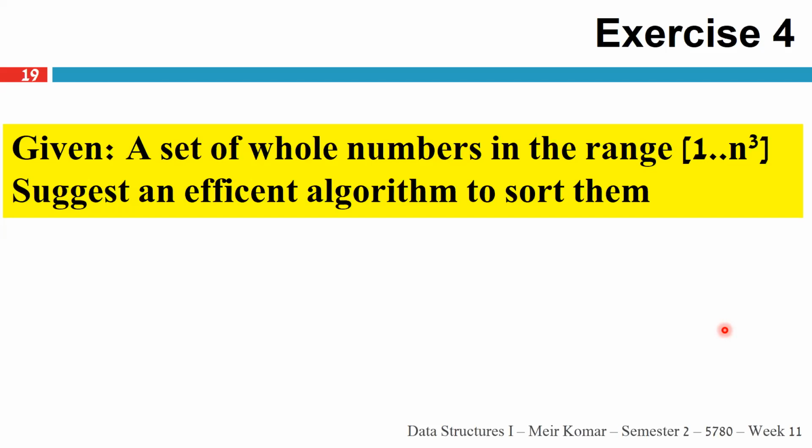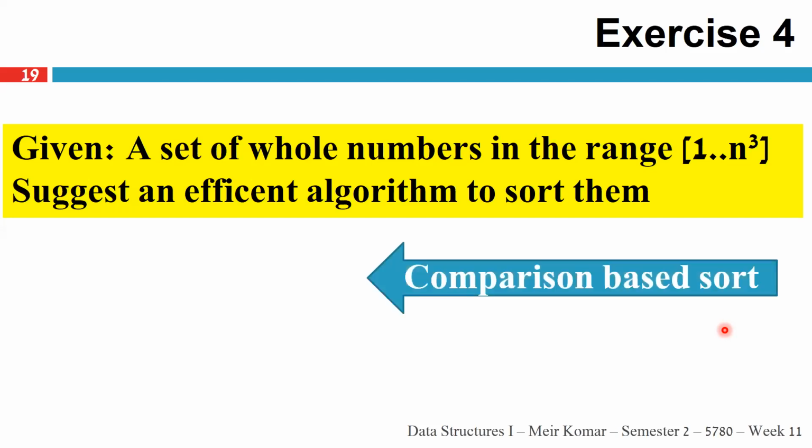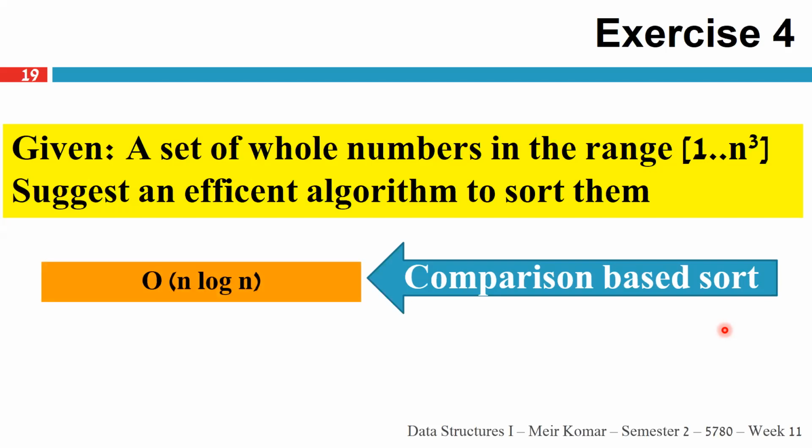So bucket sort's not going to work. Basically, if we're starting to think about it, if I take any type of comparison-based sort, how much is it going to cost me? It's going to cost me n log n. So maybe that's the most efficient one.